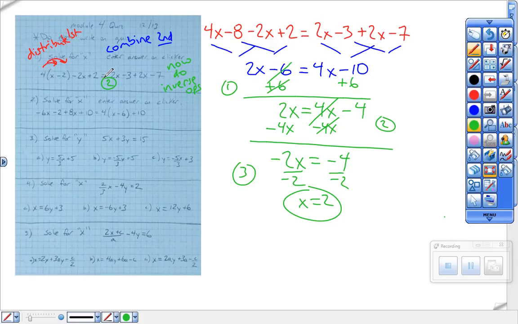And then once I combine all my like terms, it became a variables on both sides equation, where I started on the left by adding 6, went to the right, got rid of my x term, and went back to the left and divided by negative 2. So that answer is x equals 2. On to number 2.